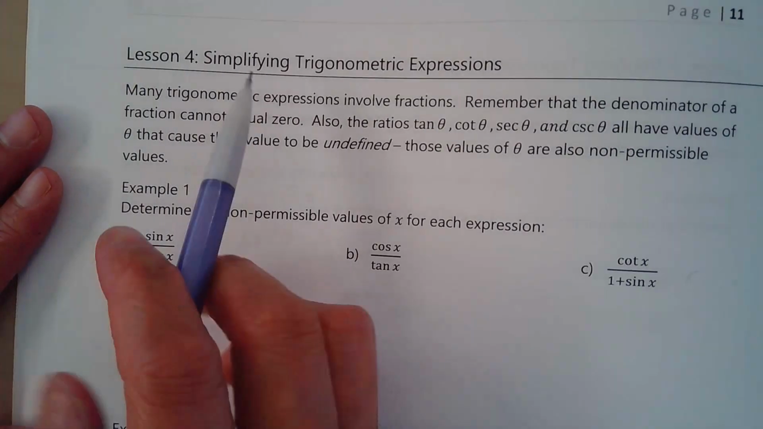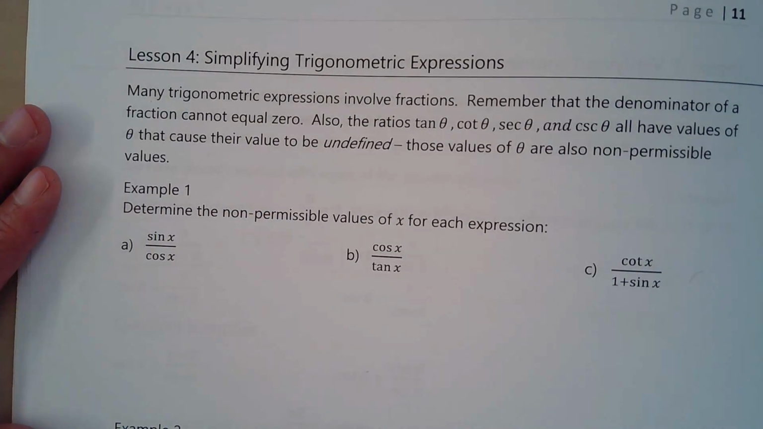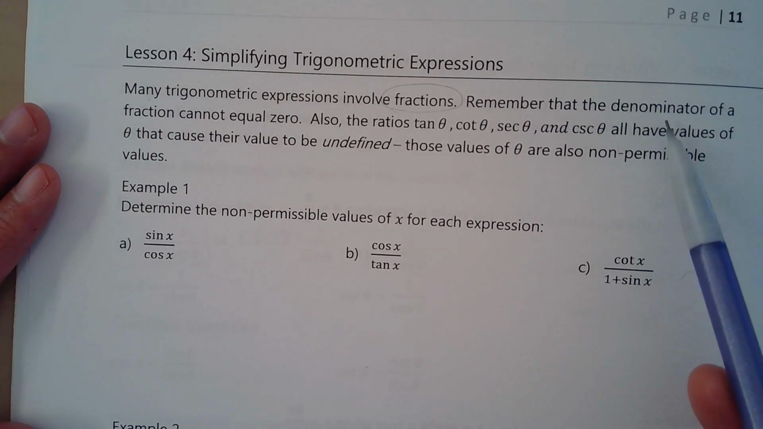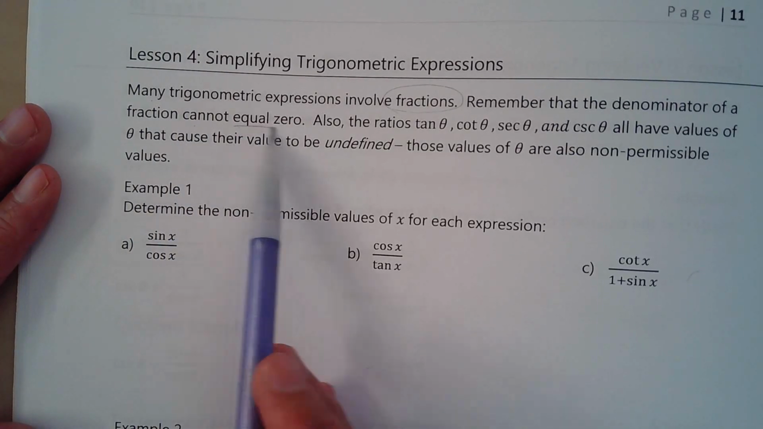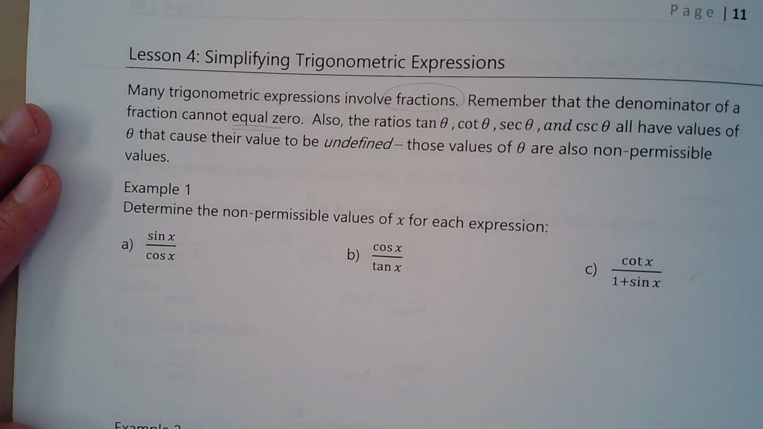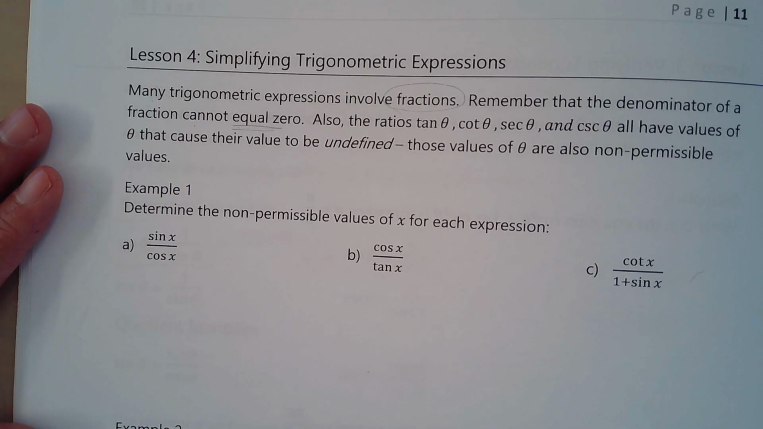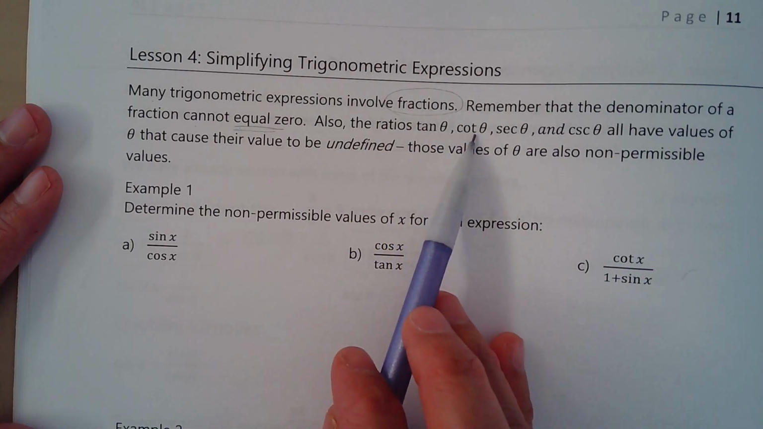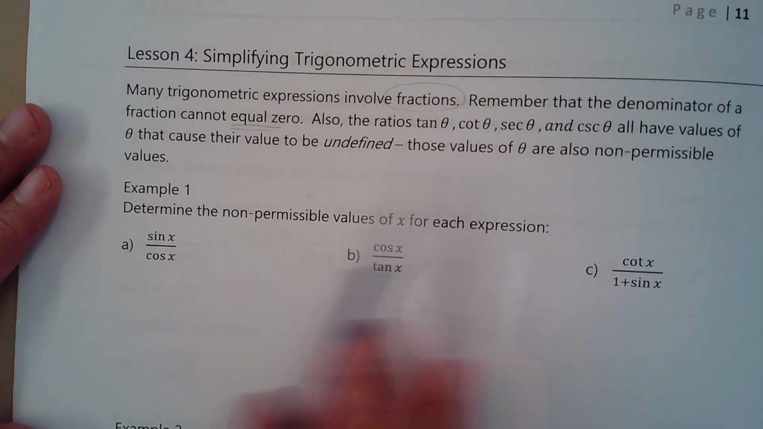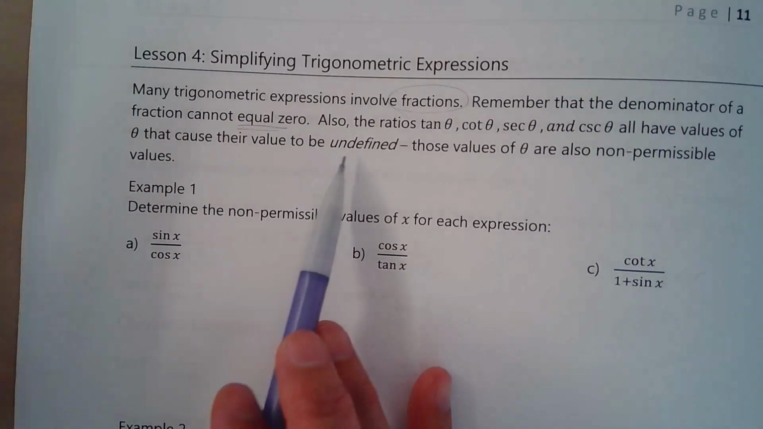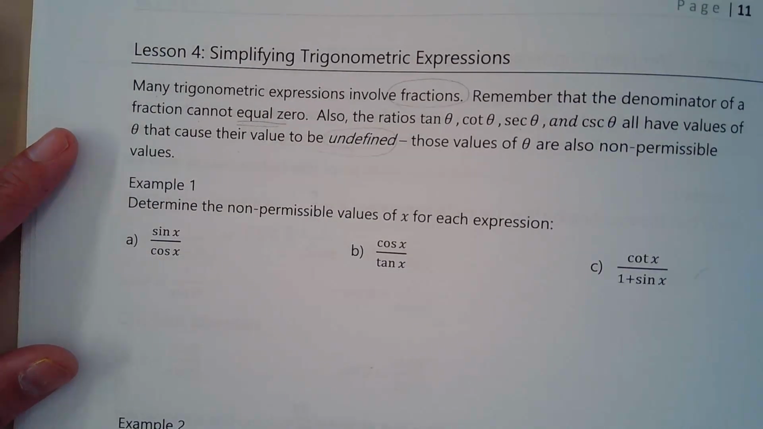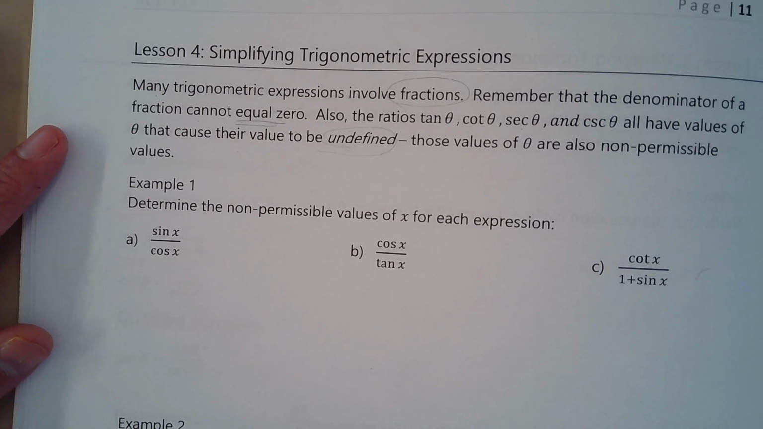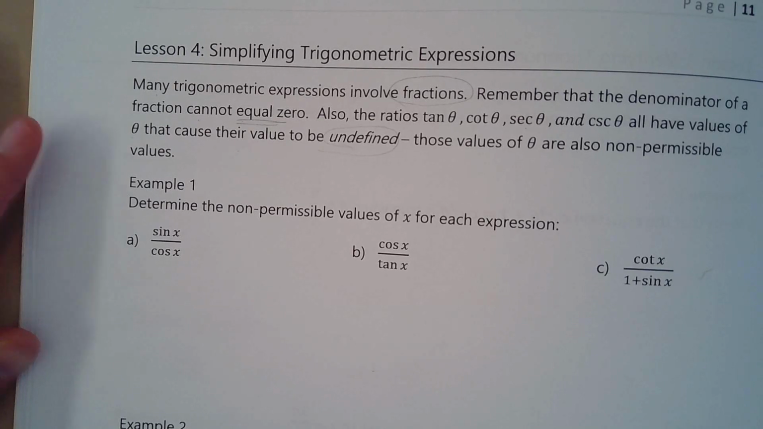So it says here, simplifying trigonometric expressions. Many trigonometric expressions involve fractions. Remember that the denominator of a fraction cannot equal 0. If the denominator becomes 0, what happens? It becomes undefined. Also, the ratios tan theta, cotangent, secant, and cosecant all have values of theta that can cause the denominator to be 0, and the whole expression becomes undefined. Those values of theta are called the non-permissible values.